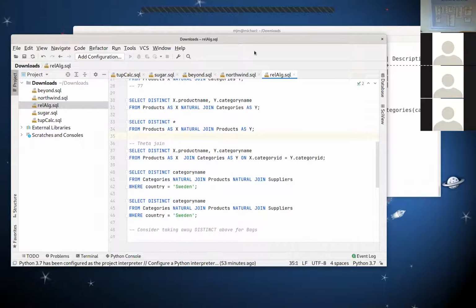Oh, wait, let's take another question. Can you always assume that two attributes in two different relations are the same if the name and type are the same?